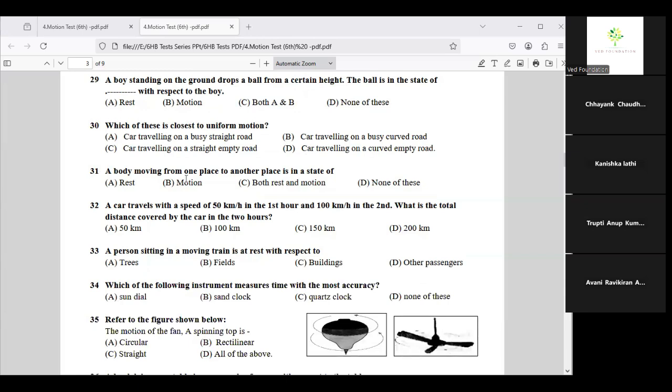31. A body moving from one place to another place is in a state of. Correct answer is option B, motion. A body moving from one place to another place is in a state of motion.